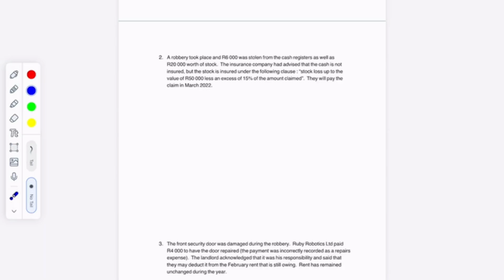So let's go and identify the accounts. Cash was stolen from the cash register, so that would be your cash float. Stock was also stolen, so that is trading stock. We're going to receive money in the next financial year, so that will be accrued income. We also have cash that is not insured, so we've got an expense there.